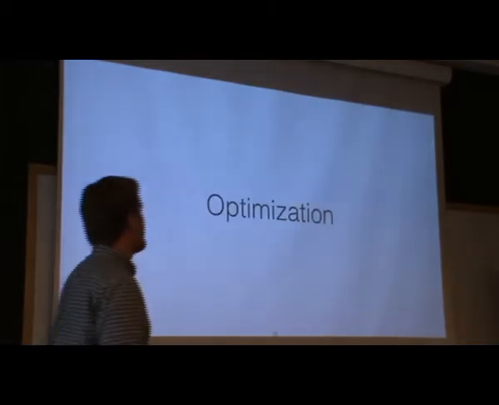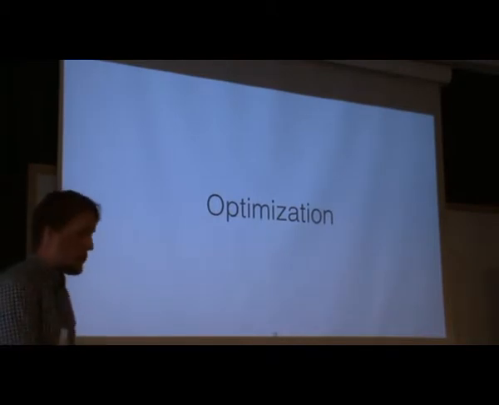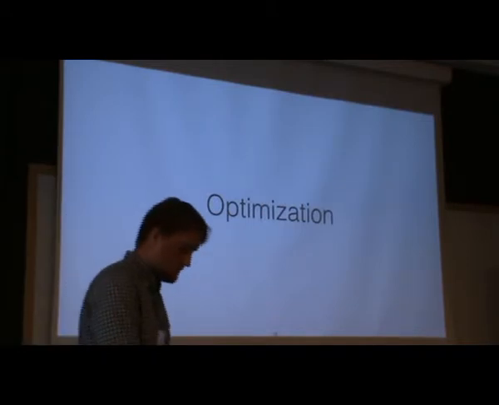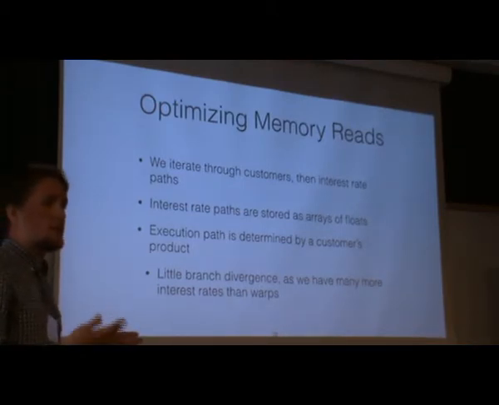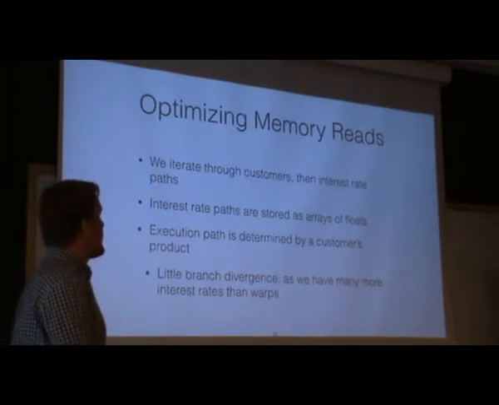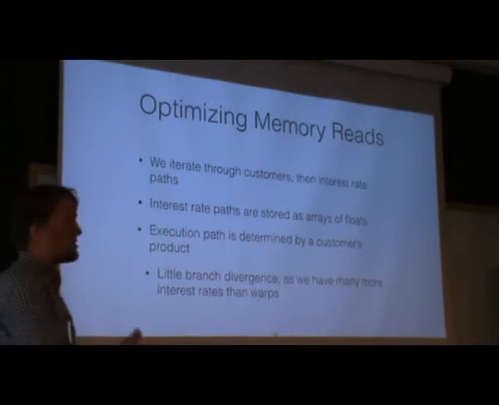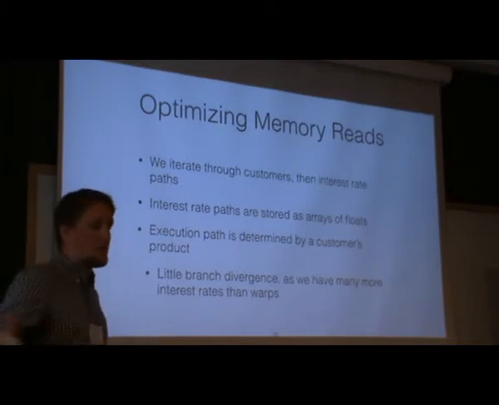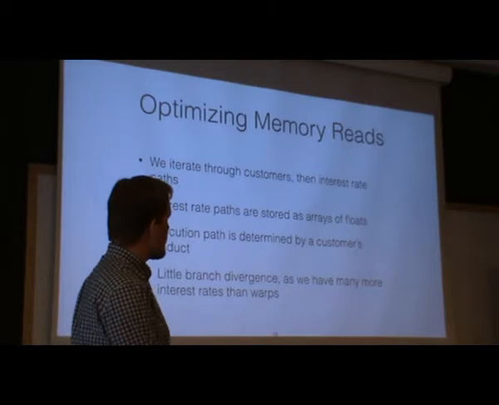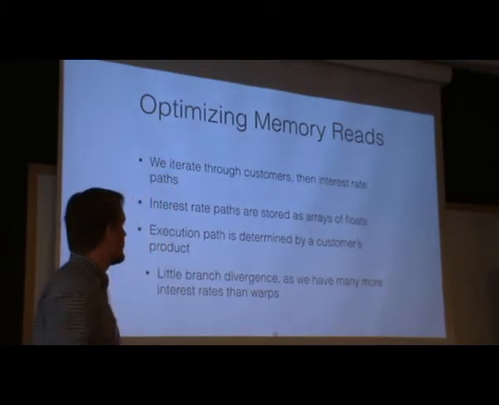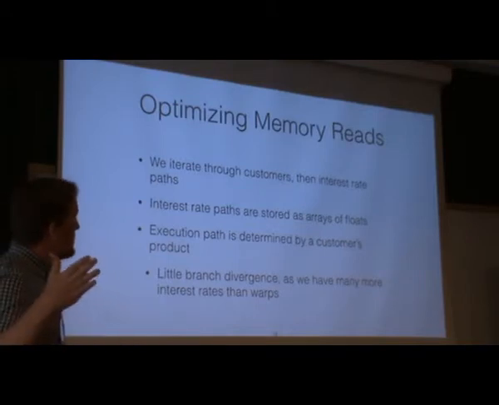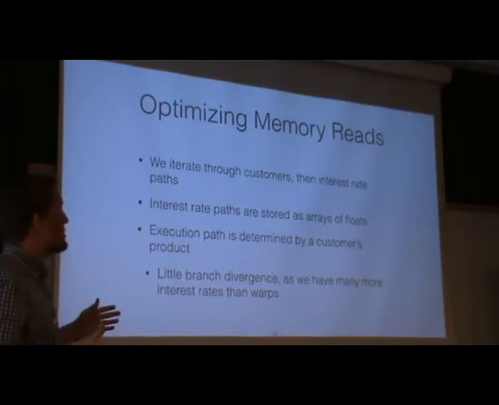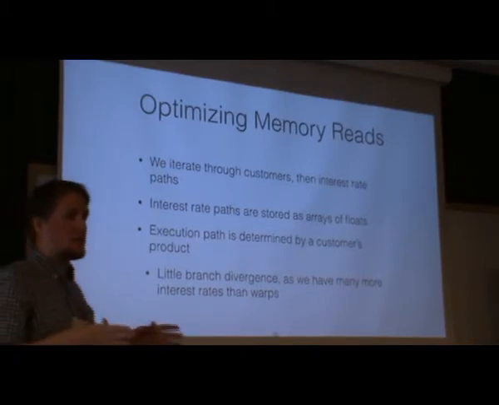Right. So I want to talk about one of the optimizations. We performed several optimizations on the GPU version, but I'm just going to be talking about one now. The way it works is we iterate through customers, and then for each customer we find the reserve for each interest rate path. And in our implementation, an interest rate path is just an array of floats. So we have many of these arrays of floats. Now the execution flow is determined by the customer's product. The reason we do this is that a customer with a product has the same product as himself. So by bundling them by a customer with a specific product, we know there won't be much branch divergence because it's the exact same calculations we're using.